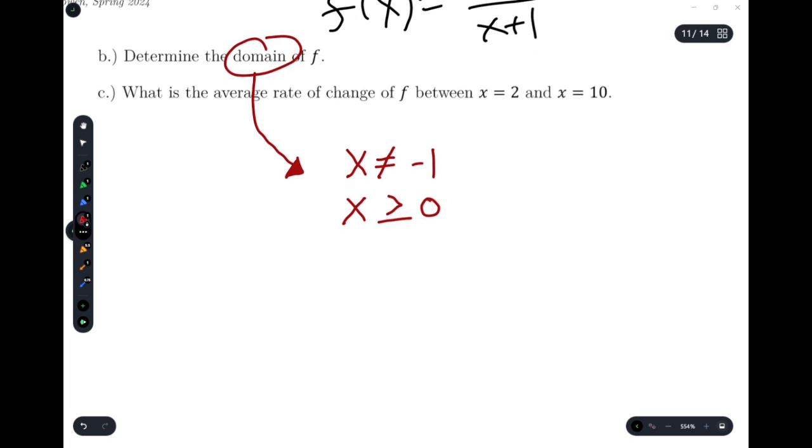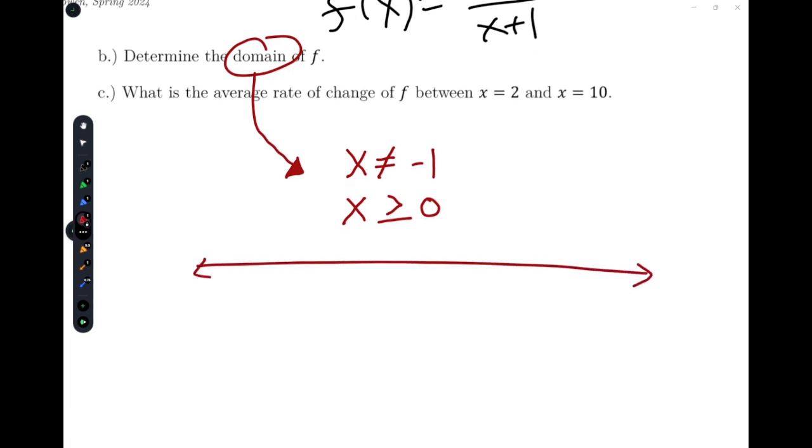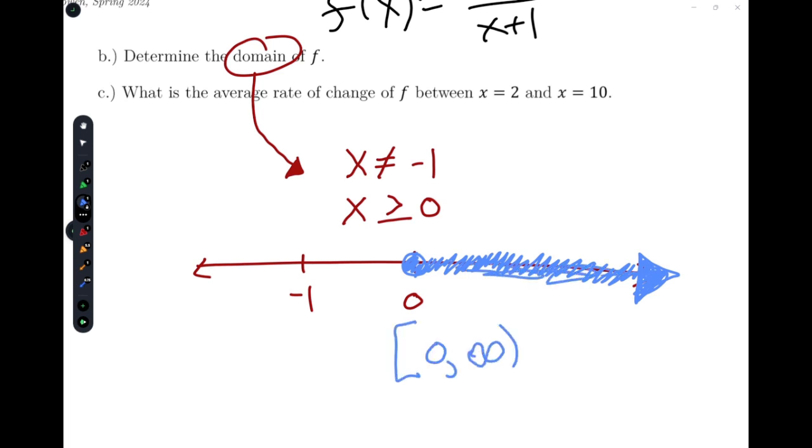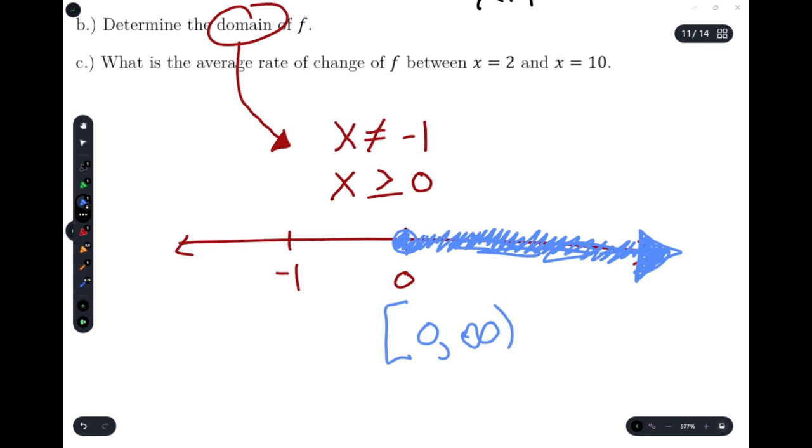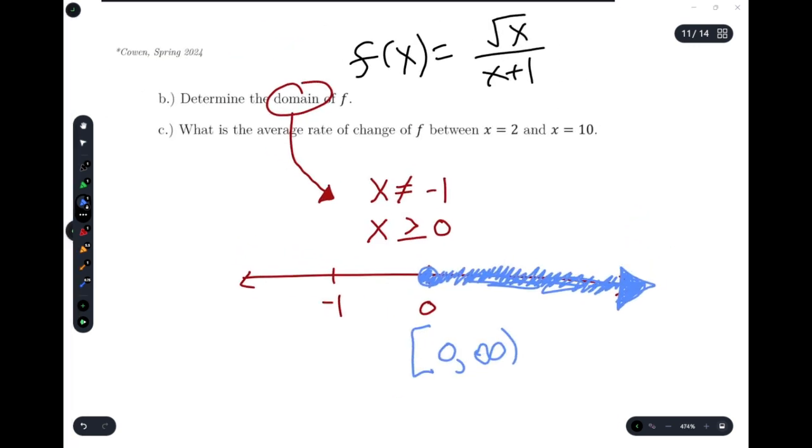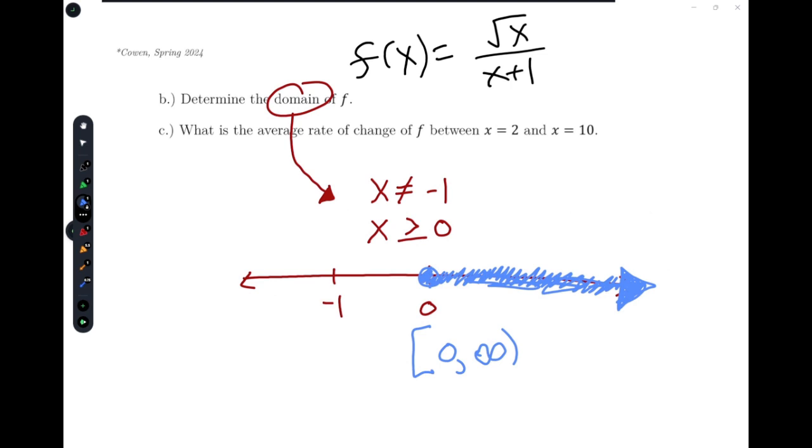Right? And now how do we put those on a number line? 0 matters. -1 matters. X is bigger than or equal to 0. So does that -1 actually matter at all? No. Good to make a note of, but it didn't end up mattering. And that means our interval is from 0 to the infinite. What? Is that okay? That's okay?